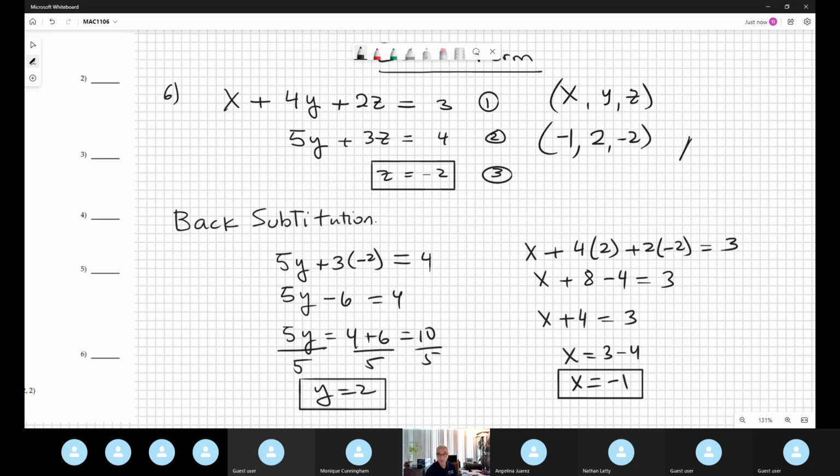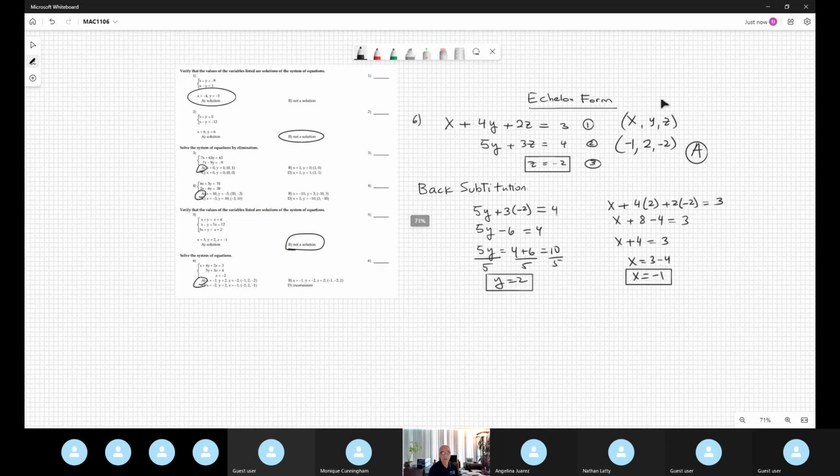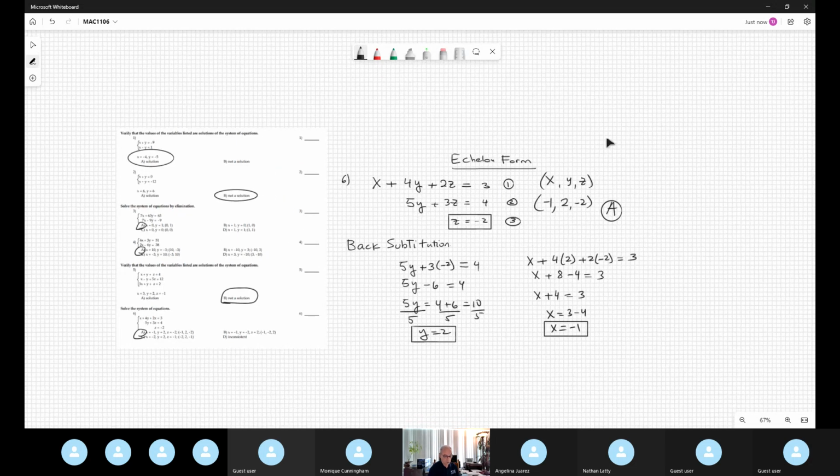It corresponds perfectly with option A in the handout. Option A, let me check it, yeah. Any question? How do you feel? Good? Yeah. So, okay.